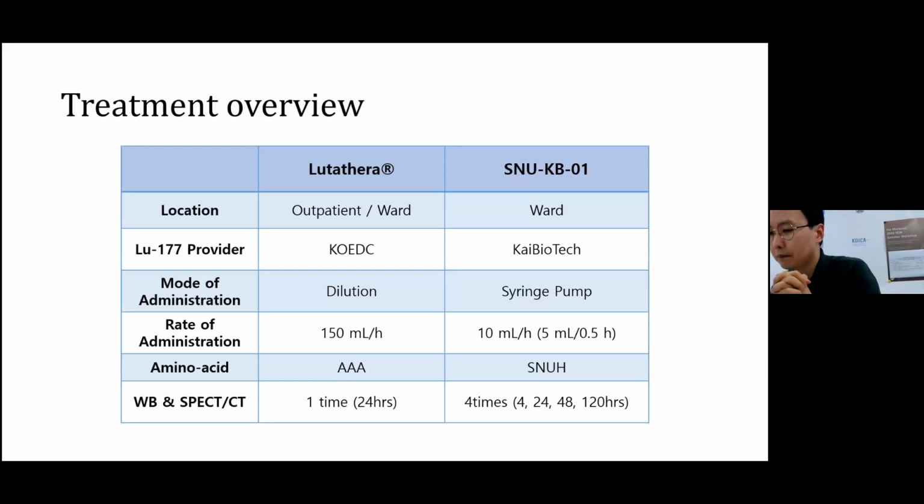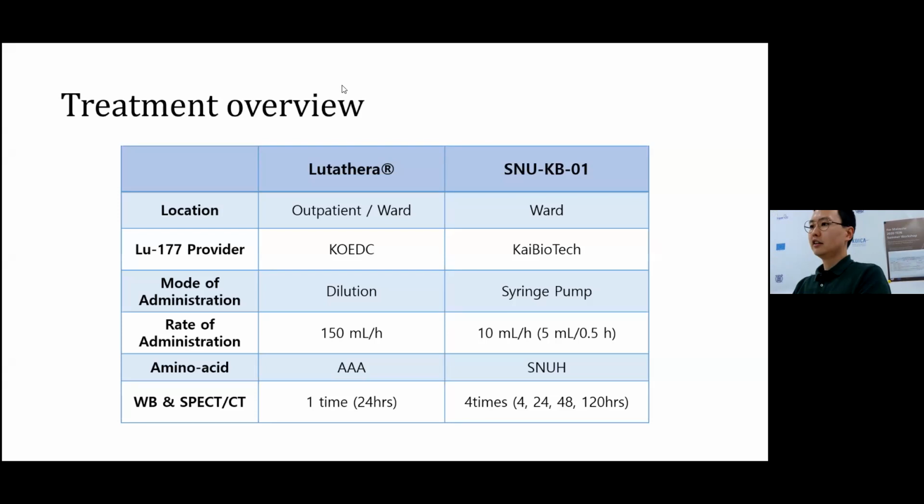Do you do lutetium DOTATATE therapy as a first-line therapy in your country, or do you apply it to patients who have no other treatment options? Basically, we will use it after the patients have shown disease progression after long-acting octreotide.